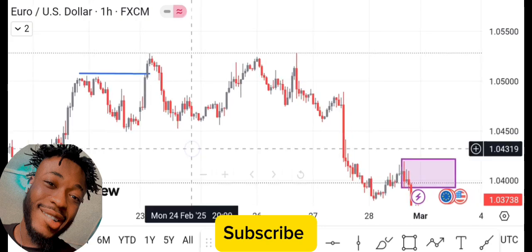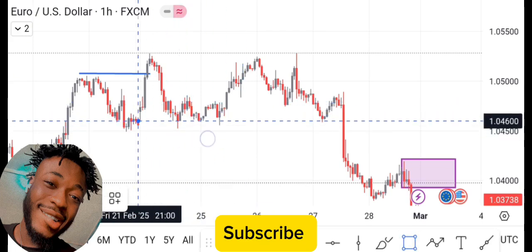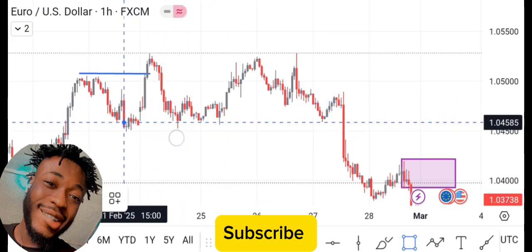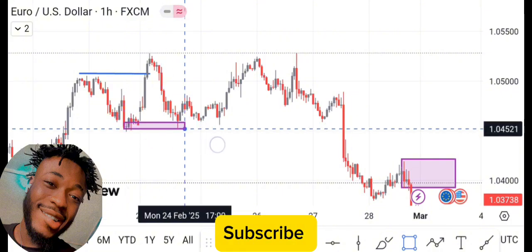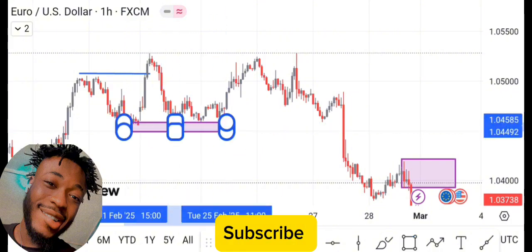Now after having this break of structure, what is the next thing I do? I go down right here. I go down to check, okay, what is the last bearish candle before a bullish candle. Now this is the last bearish candle. There are different ways people mark their order block, but let me just show you an example. This is the last bearish candle. You just mark it out like this.